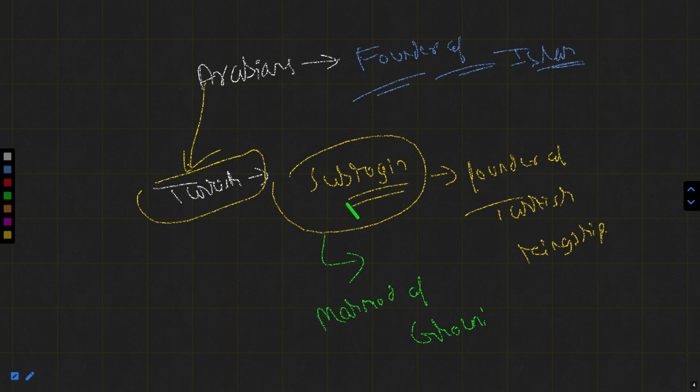And Mahmud of Ghazni was the son of Sabuktigin. So please keep this in your mind. Arabians were the founders of Islam. Sabuktigin was the founder of the Turkish clan. He separated himself from the Arabians, and Mahmud of Ghazni was basically his son.